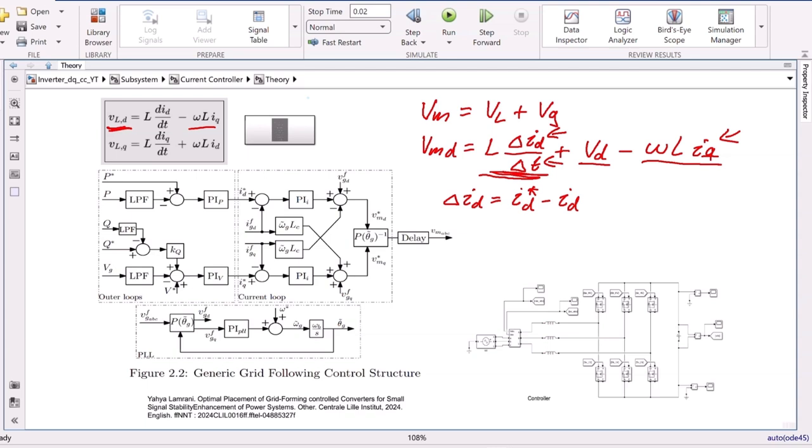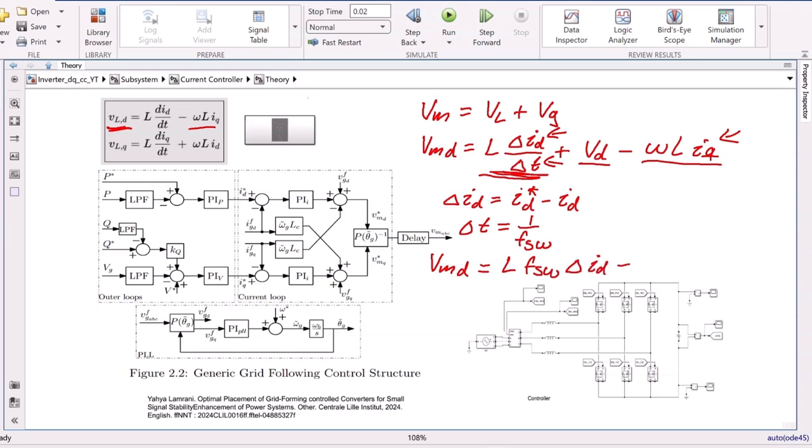And we want this to happen within the next switching period. So that means the change of time is 1 over the switching frequency. Now, if we insert this, we get that VMD equals L times the switching frequency, and then times the desired change of current.